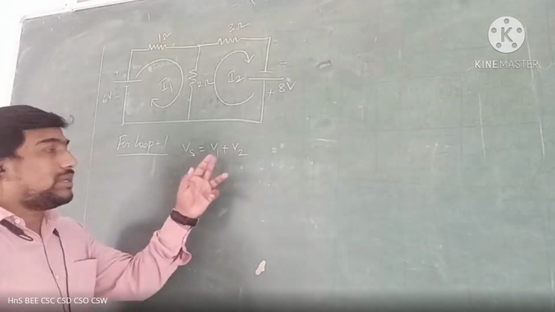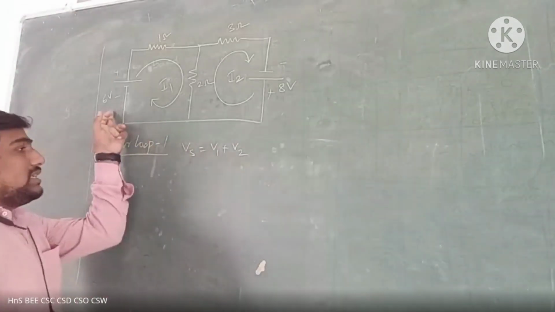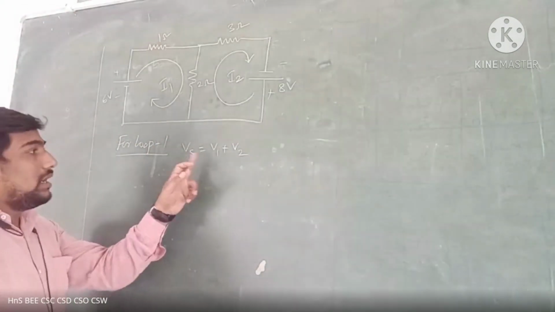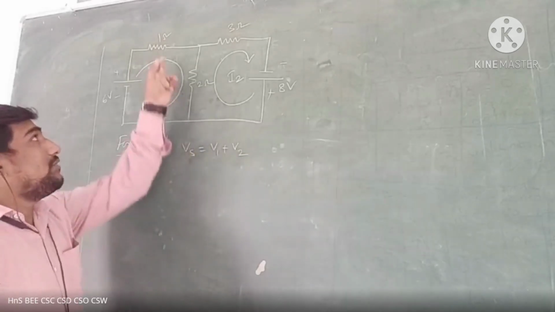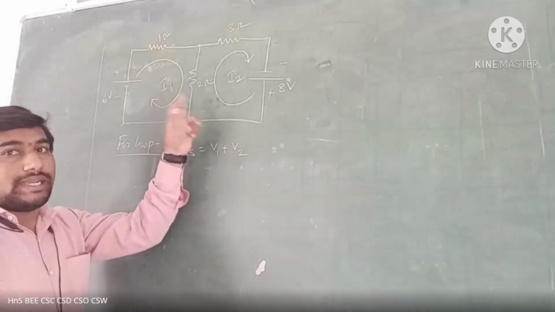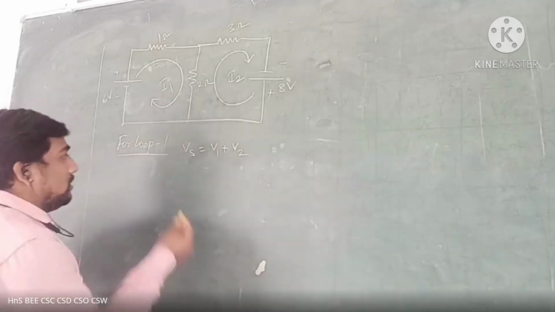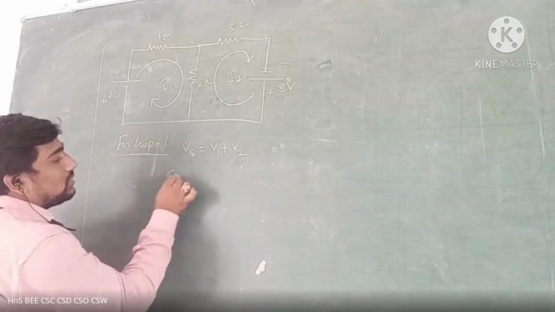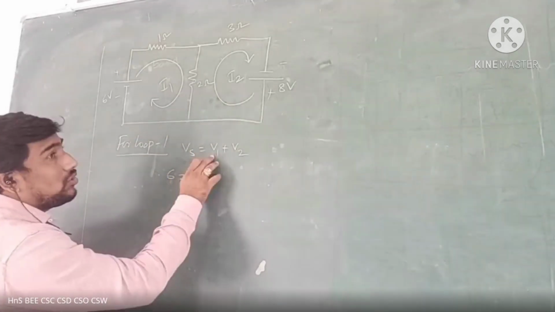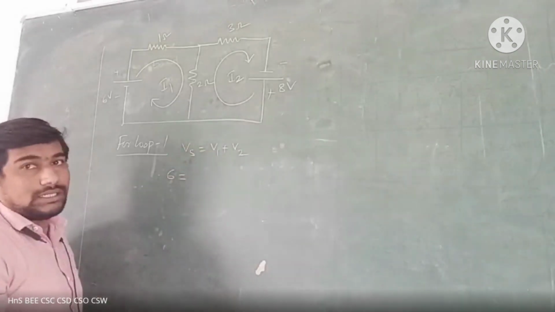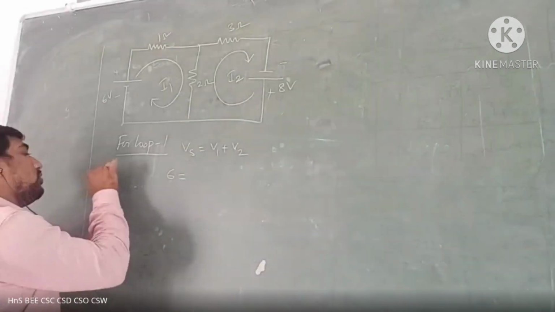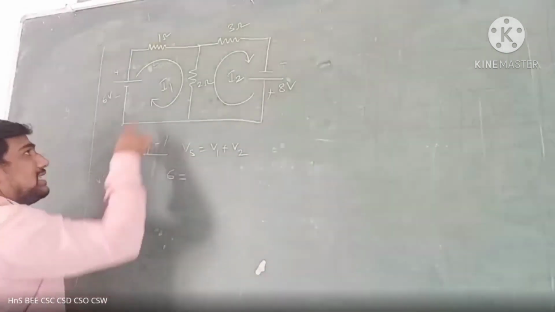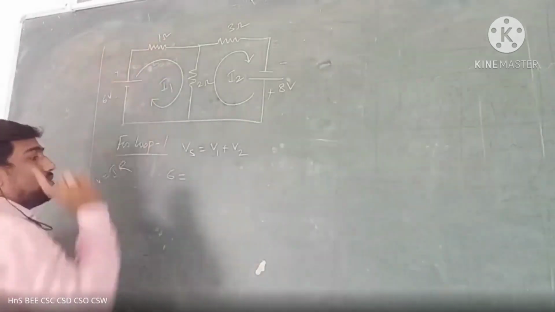Why am I writing V1 plus V2? One is the supply voltage, that is 6 V, and the remaining are branch voltages. One is the self branch, another is the common branch between the first loop and second loop. Now Vs is 6 volts, equal to V1. You have to write Ohm's law first. What is Ohm's law? V equals I into R. I is nothing but I1, R is the resistance value.